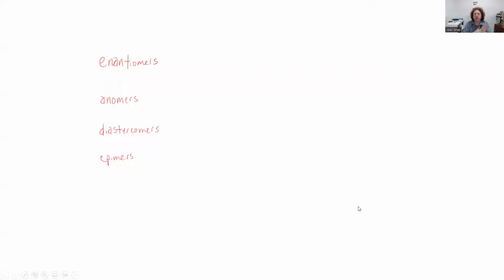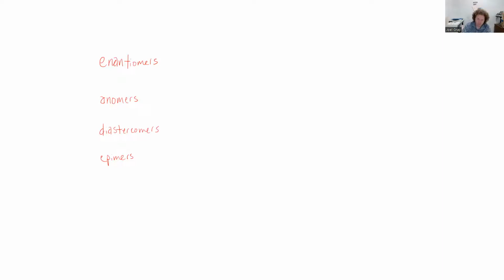Hello, chemist and biochemist. In this video, what I'd like to talk to you about are a couple of important terms that relate to sugars and structures and relationships between different types of sugars. So, with that said, these are the four maybe most important terms when it comes to sugar structure: enantiomers, anomers, diastereomers, and epimers. Now, what do they all mean?